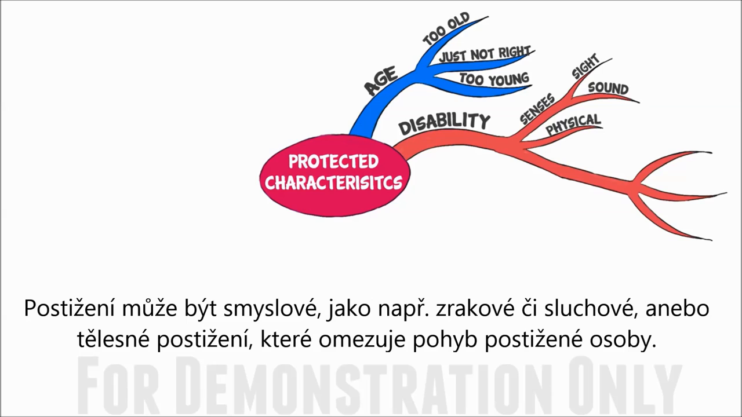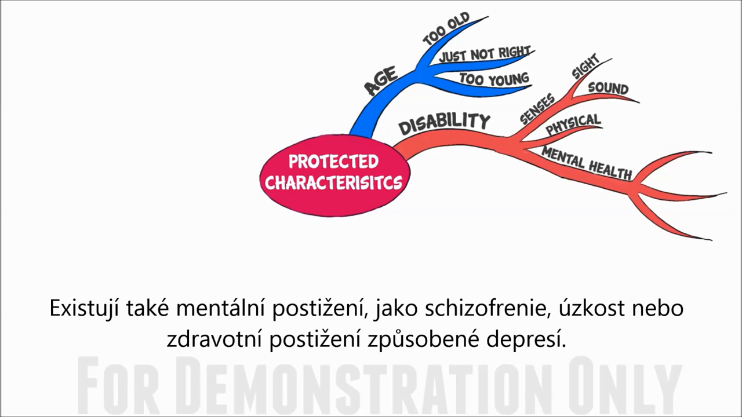A disability could be to do with the senses, like a visual or hearing impairment, or a physical disability, perhaps something that restricts a person's movement. And there are also mental disabilities such as schizophrenia, anxiety, or a disability caused by depression.